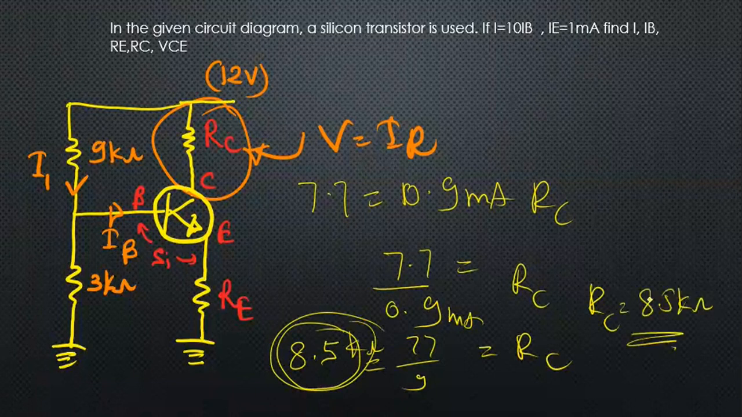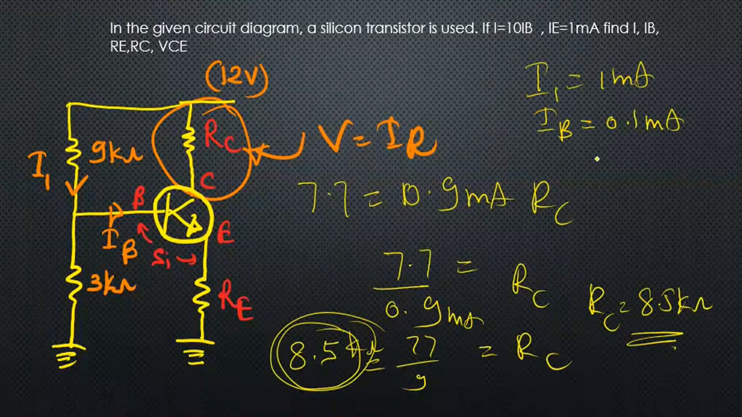So we have all the values. I1 we found is 1 milliampere, then IB is 0.1 milliampere, then RE is 2.3 kilo ohms, then RC is 8.5 kilo ohms. We have all the values now.